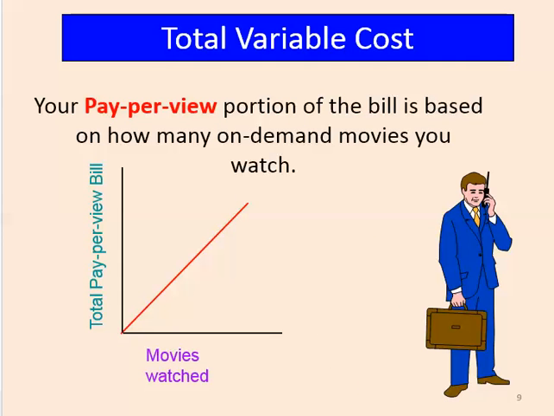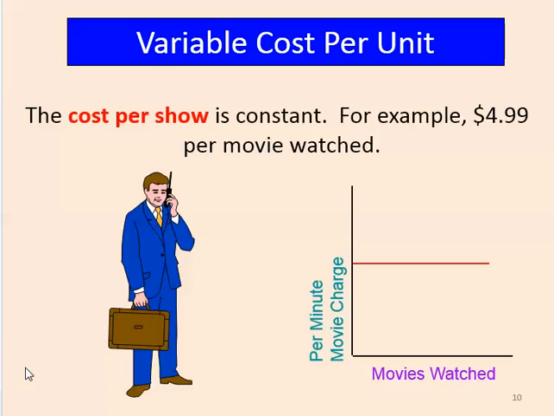Now, total variable cost, if you think that's the pay-per-view portion of your bill. So it's all dependent on how many on-demand movies you watch. And that will increase linearly with every single movie that you watch during the month. And the variable cost per unit then is constant. So typically, let's say your cable provider charges you $4.99 for every movie. I know there's some fluctuations there, but we'll go ahead and make that assumption for this. So the charge, not per minute, but per every movie charge is going to be the same, regardless of the number of movies that are watched.